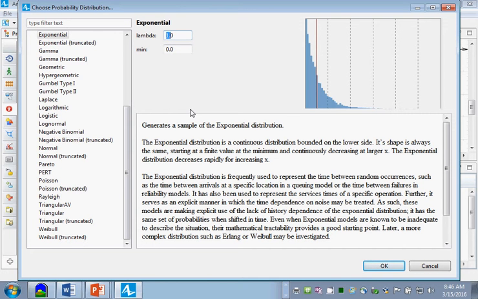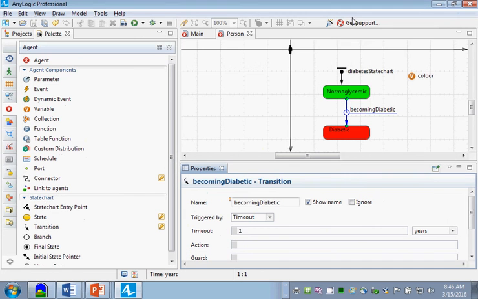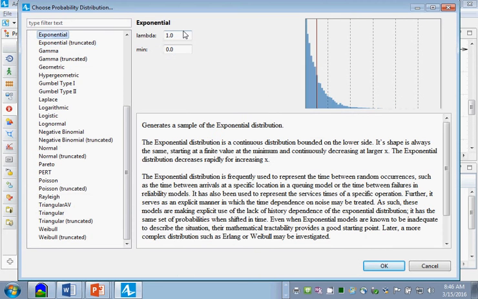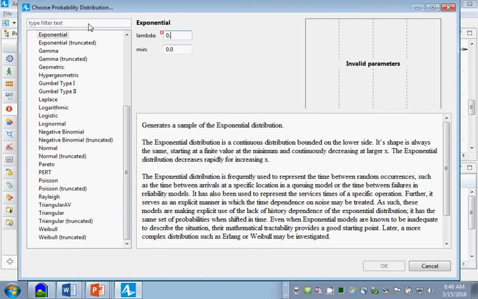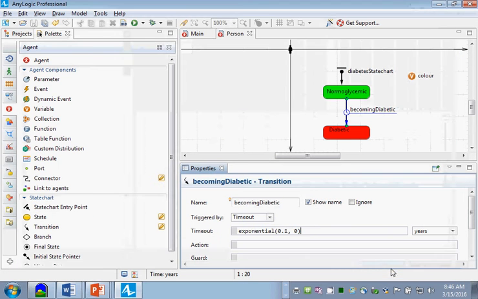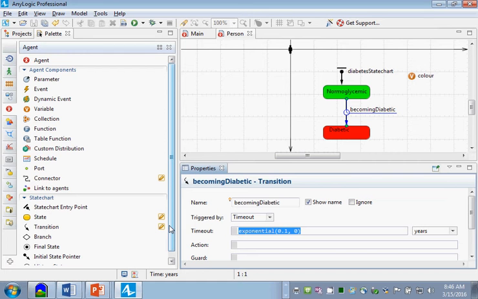I could say it's an exponential distribution with lambda equal to 0.1. If you want to see that, ladies and gentlemen, you go up here, choose probability distribution, and we could set it to be an exponential distribution with a lambda of 0.1, in which case there would be a mean time of 10 years in that state. And I could say okay, and it will insert that appropriately. Where did you get to that probability? So I did it by going up to this guy here, where it says choose probability distribution.